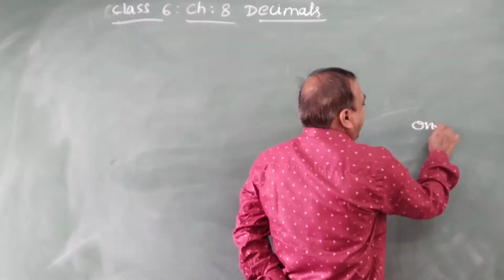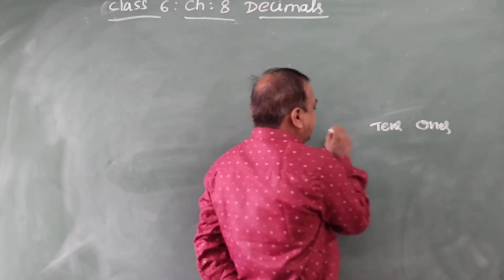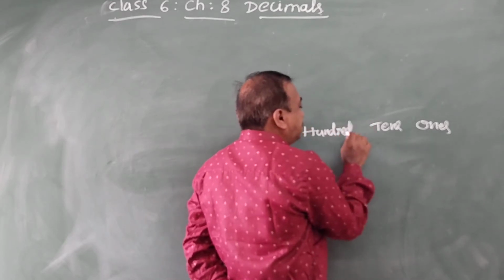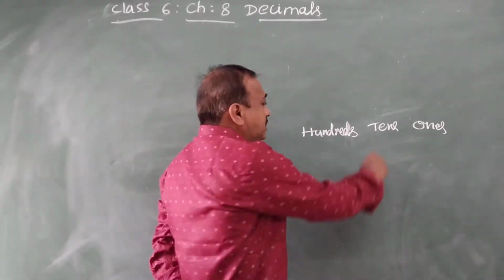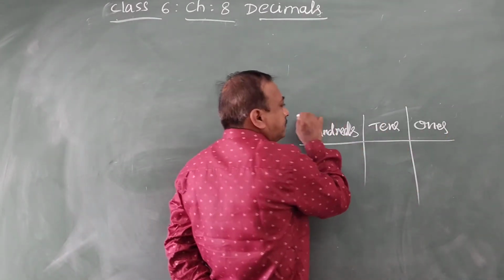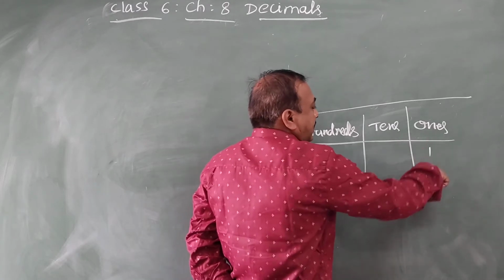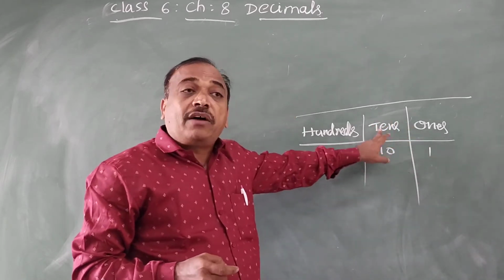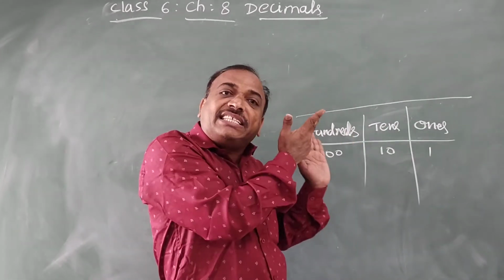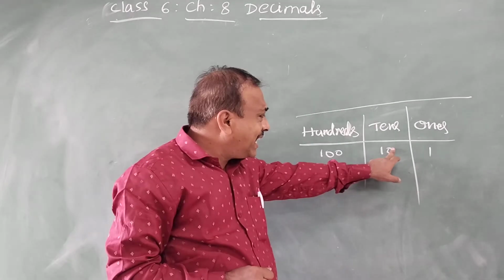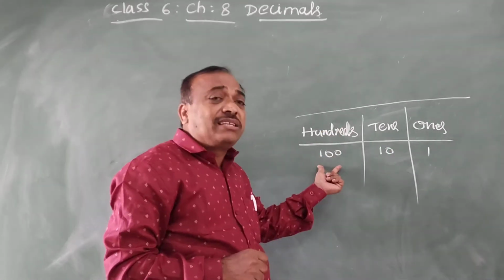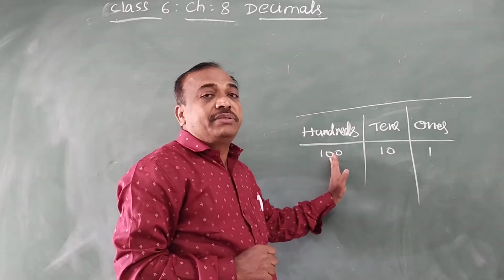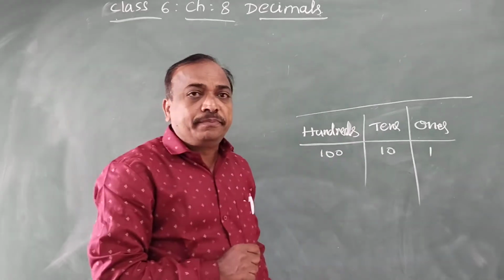See here. Ones, tens, hundreds. So, as we know, ones, tens, hundreds. That means if the 1 is written in the tens place, its value is increased 10 times. Similarly, the same 1 written in the hundreds place is increased 100 times. Every time, it is increasing 10 times.